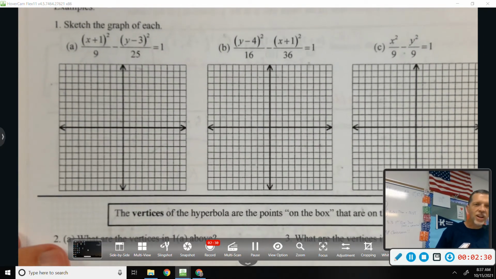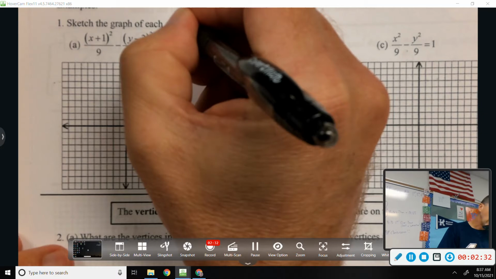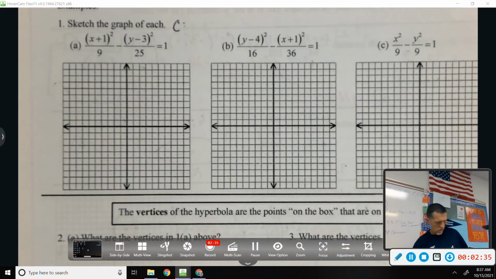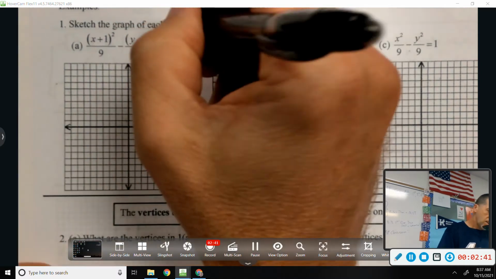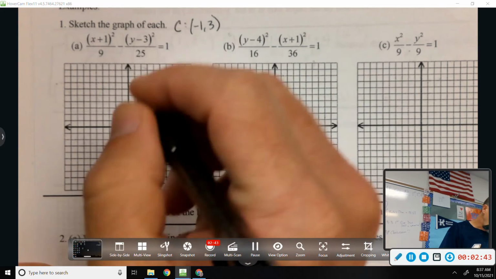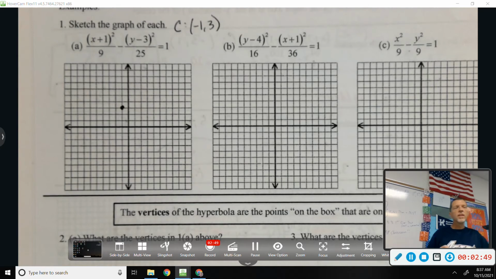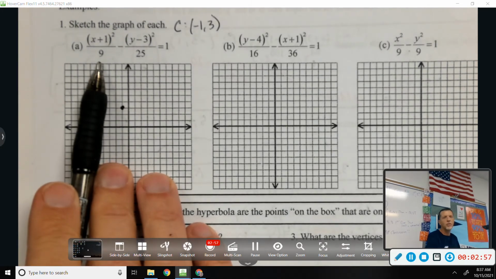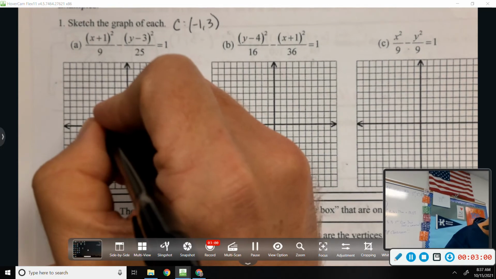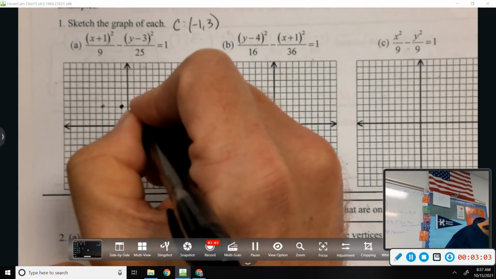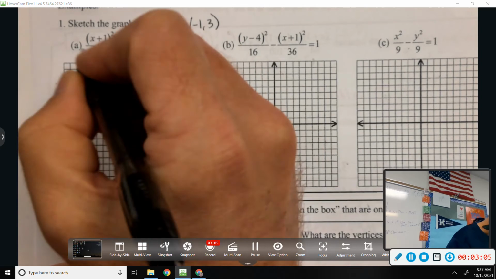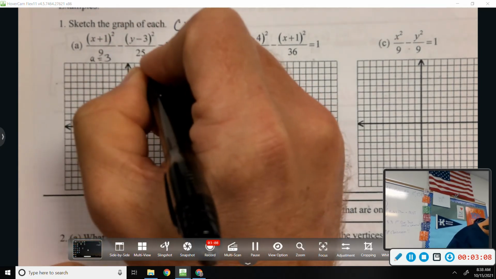So let's jump in and sketch some graphs here. A lot of the stuff we already know. What's the center? -1, 3. There are a lot of parallels with ellipses here. So yes, the center's at -1, 3. How many left and right should we go? 3. How many up and down should we go? 5.